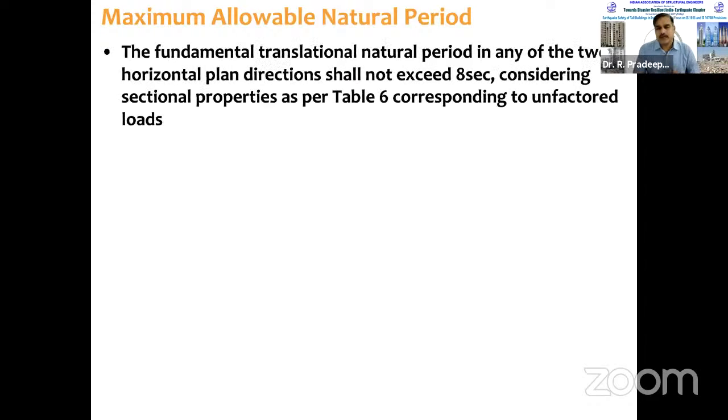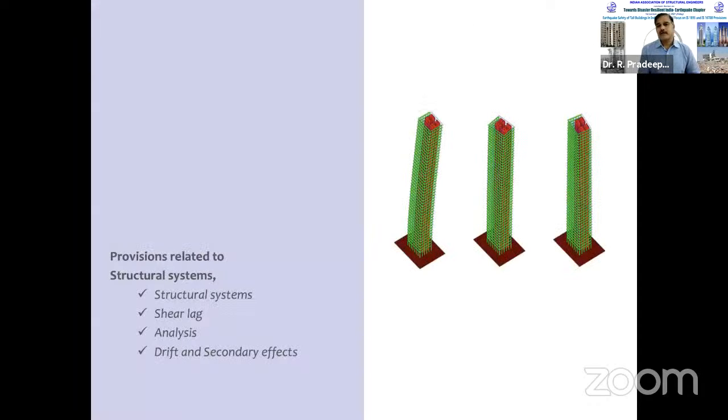Then the next one is the maximum allowable natural period. What the code says is the fundamental translational natural period in any of the two horizontal directions shall not exceed 8 seconds. So that means the recommendations given in IS 16700 are up to 8 seconds. If a building exceeds this, the code is silent; maybe expert literature may be followed, and different structural systems may be adopted. Then the next set of clauses that I'm going to discuss are provisions related to structural systems, shear lag, and clauses on analysis, drift, as well as secondary effects.